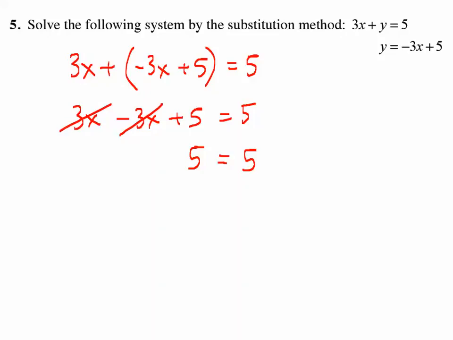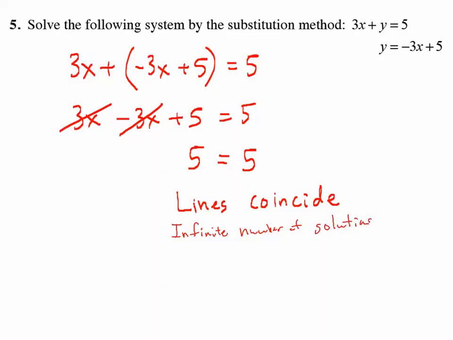Let's go backwards here. Go back to the previous section if you need to. If you have a false statement, the answer is no solution. If you have a true statement, the answer is lines coincide, and you have an infinite number of solutions. That's what you get with that question.